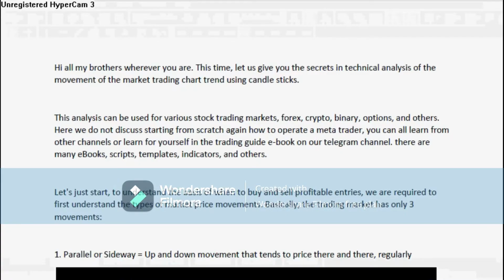This time, let us give you the secrets in technical analysis of the movement of the market trading chart trend using candlesticks. This analysis can be used for various stock trading markets, forex, crypto, binary, options, and others.